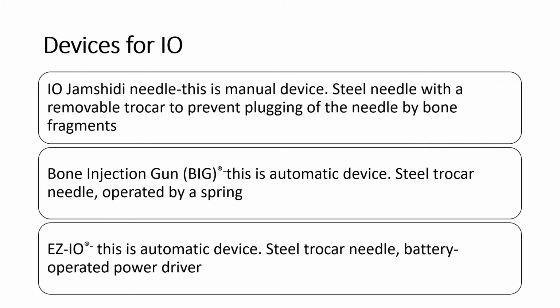Now the device for the IO insertion. Various devices are available in the market but they are very costly. So generally we use the 18 gauge needle. These devices are categorized into either manual devices or automatic devices. IO gem sheeting needle is the manual device and bone injection gun and EZIO are the automatic devices. So now I am going to show you how to perform the IO insertion by the 18 gauge needle.